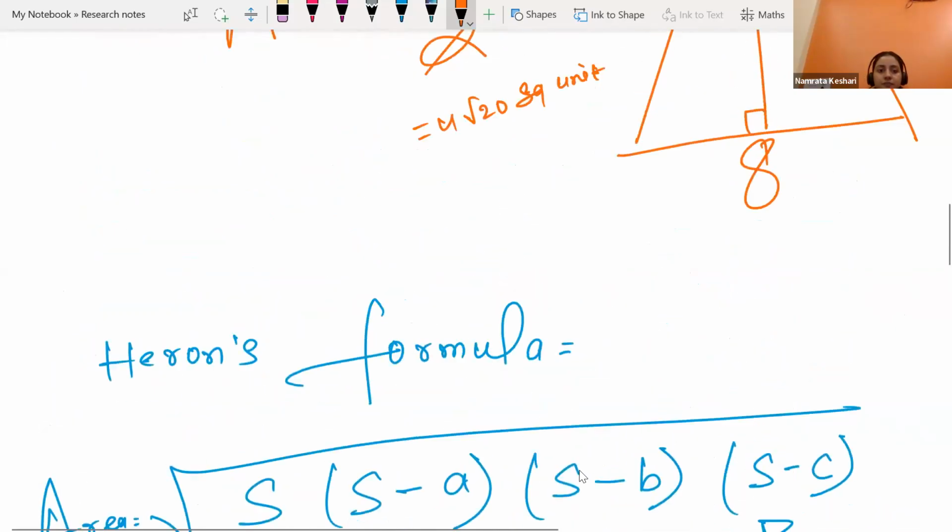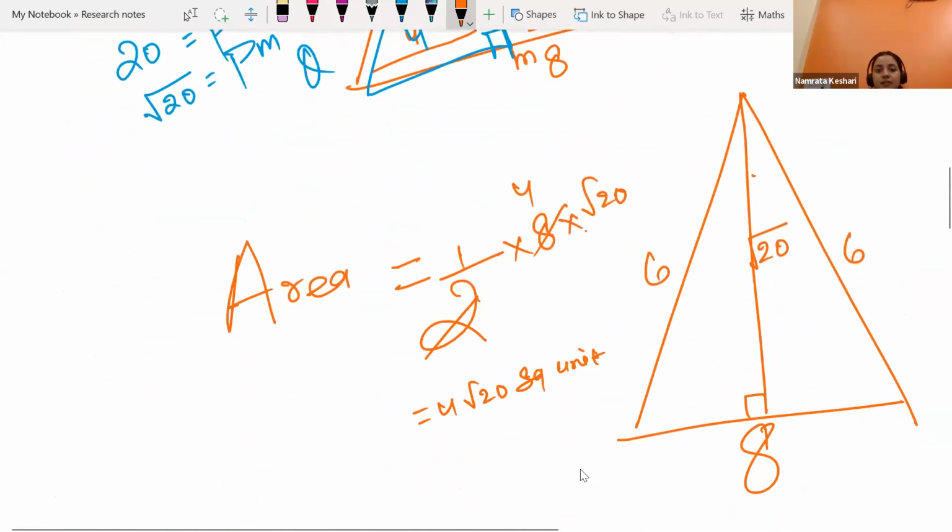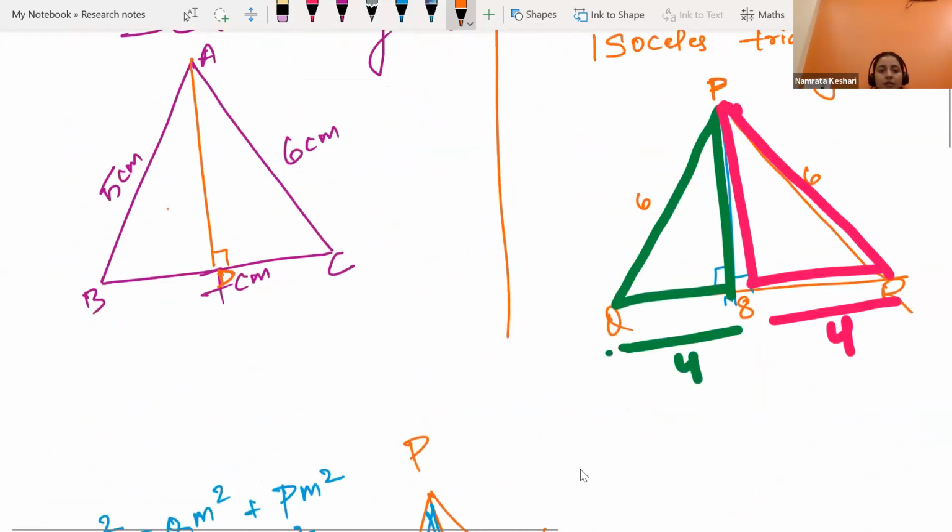Now here our s is 6, 6, 12 plus 8, 20 by 2, 20 by 2, that is 10. Now 10 minus 6, then 10 minus 6, then 10 minus 8.